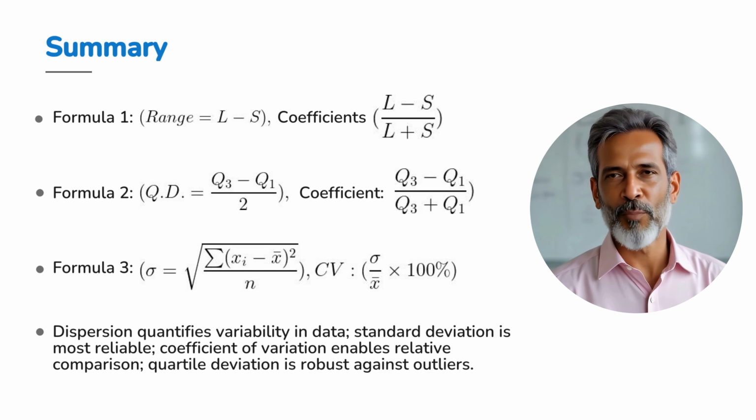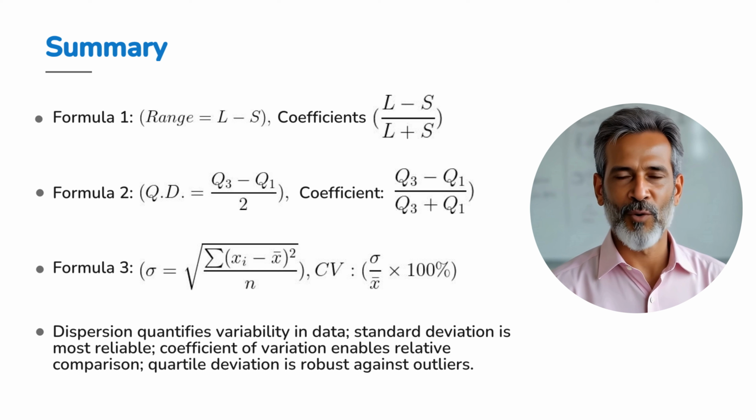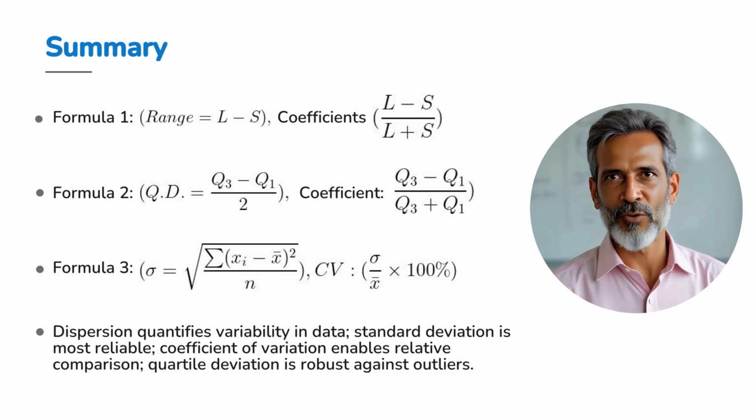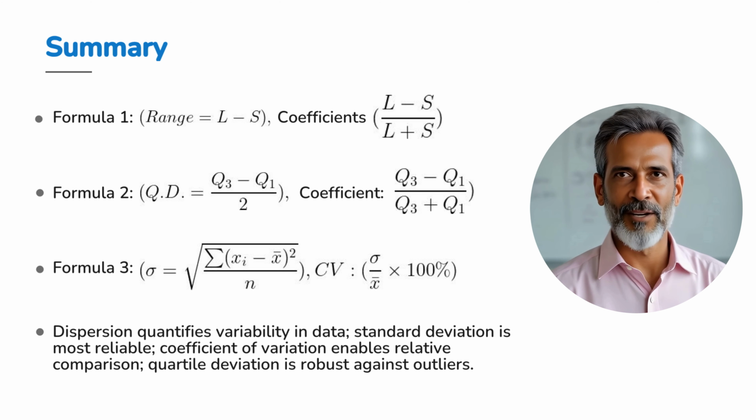Let's quickly recap what we learned about measures of dispersion. First, range equals largest value minus smallest value, and its coefficient equals (largest minus smallest) divided by (largest plus smallest). Next, quartile deviation equals 1/2 of the difference between the third quartile and first quartile, with coefficient equal to their difference over their sum. Then, standard deviation sigma equals square root of the sum of squared deviations divided by total number, and coefficient of variation equals sigma divided by mean times 100%.